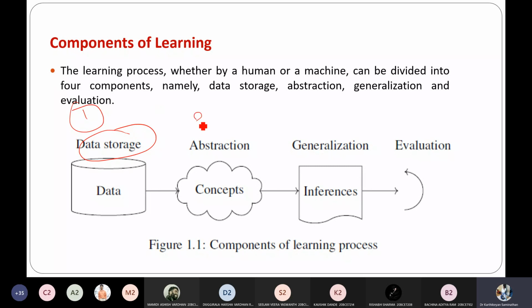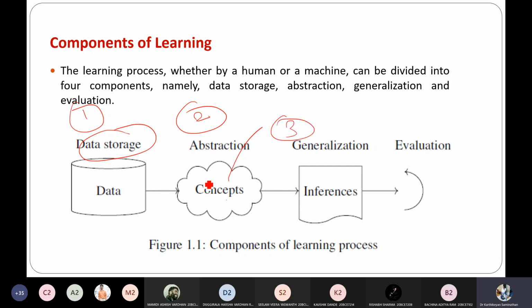The second point is concept. A concept is nothing but a set or group of objects. For example, 10 dog images and 5 cat images were given. That is a group, that is what the concept is. Here concept is always abstraction based. We will hide the essential data. Then the third one is inference.